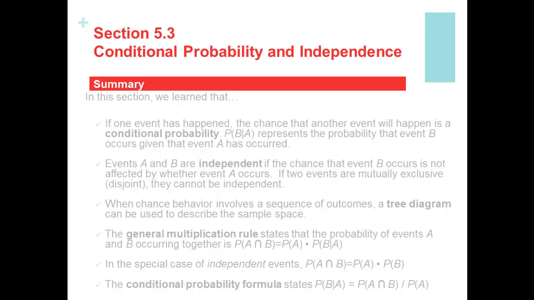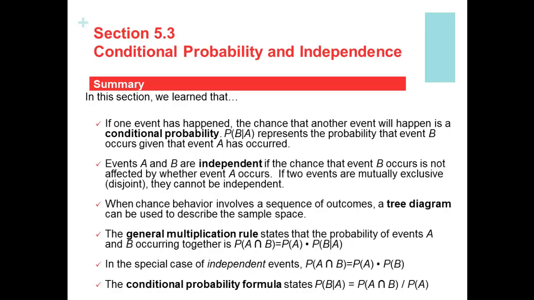In summary, Section 5.3, Conditional Probabilities and Independence. In this section you should have learned about conditional probabilities. If one event has happened, the chance that another event will happen is a conditional probability, and it's written as the probability of B given A. Independent events: events A and B are independent if the chance that the event B occurs is not affected by whether A occurs or not. If two events are mutually exclusive or disjoint, they cannot be independent.